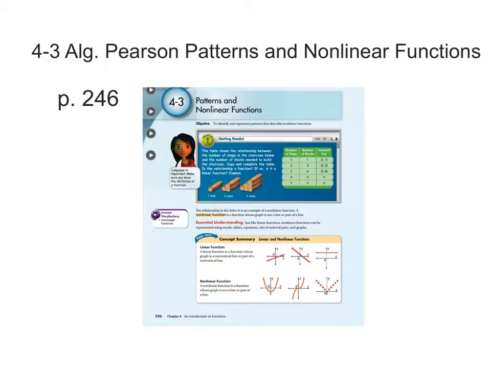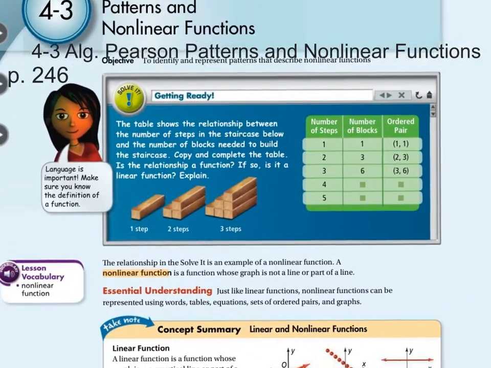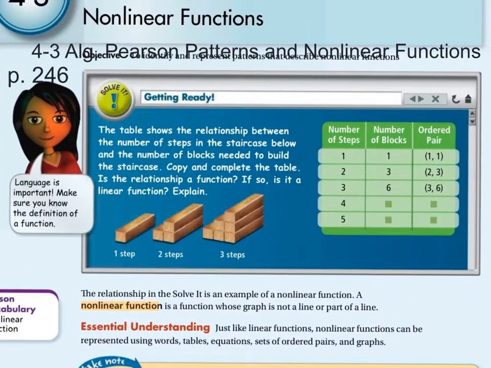Page 246 is on patterns and nonlinear functions. So last lesson was about linear functions. This is about nonlinear functions. On the top of the page, we have a table that shows the relationship between the number of steps on the staircase and the number of blocks needed to build the staircase.